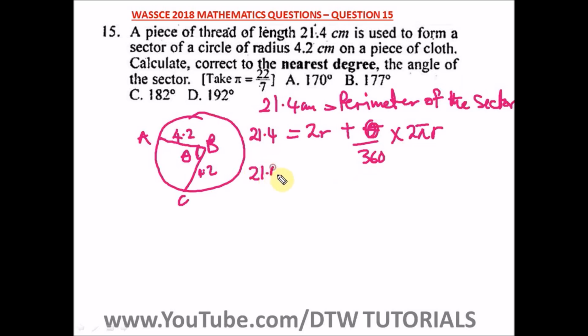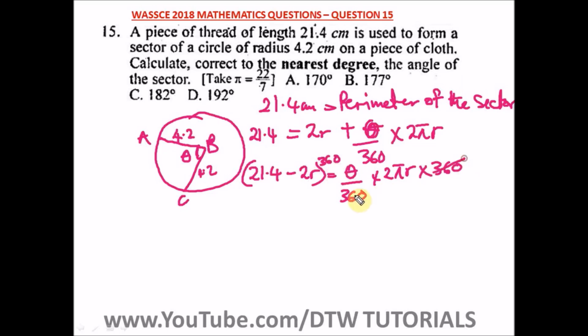We're going to have 21.4 minus 2r equal to theta over 360 times 2 pi r. The next thing we need to do is cross multiply. Multiply both sides by 360. We'll do times 360 here, so it will cancel out, and all this times 360.